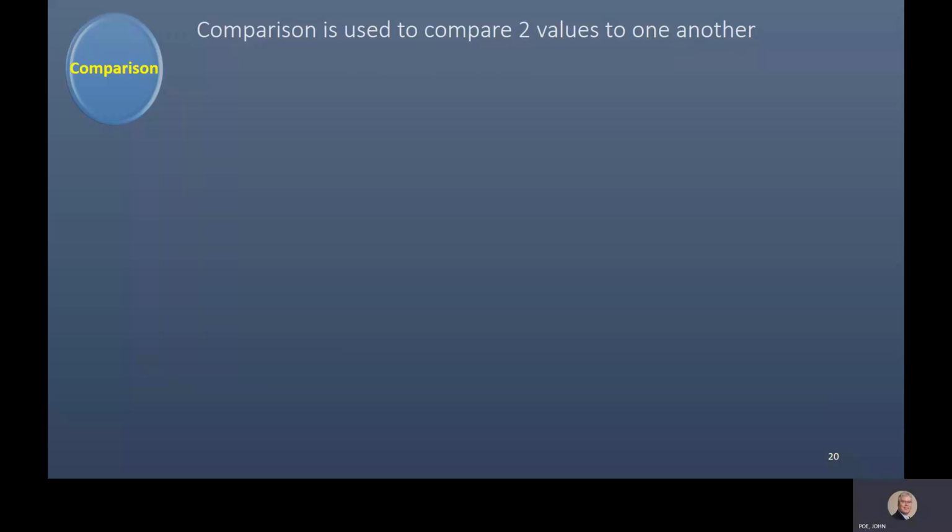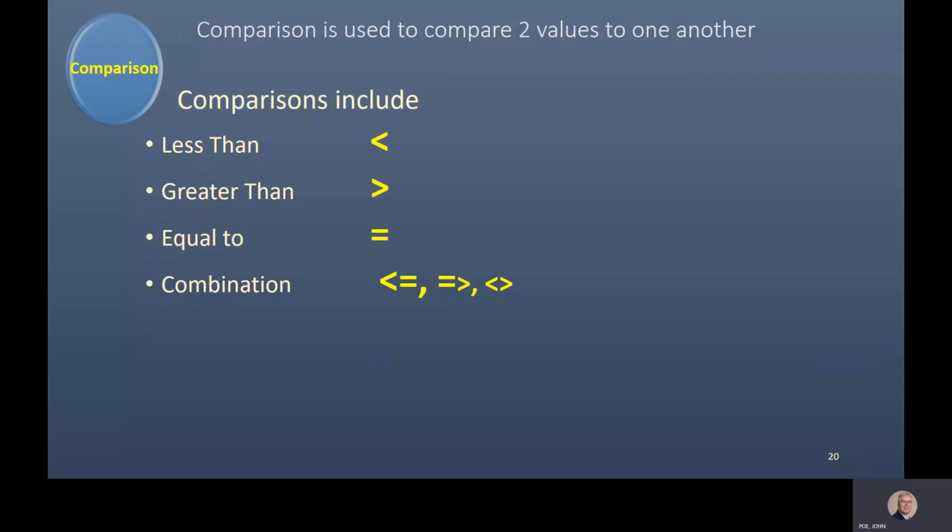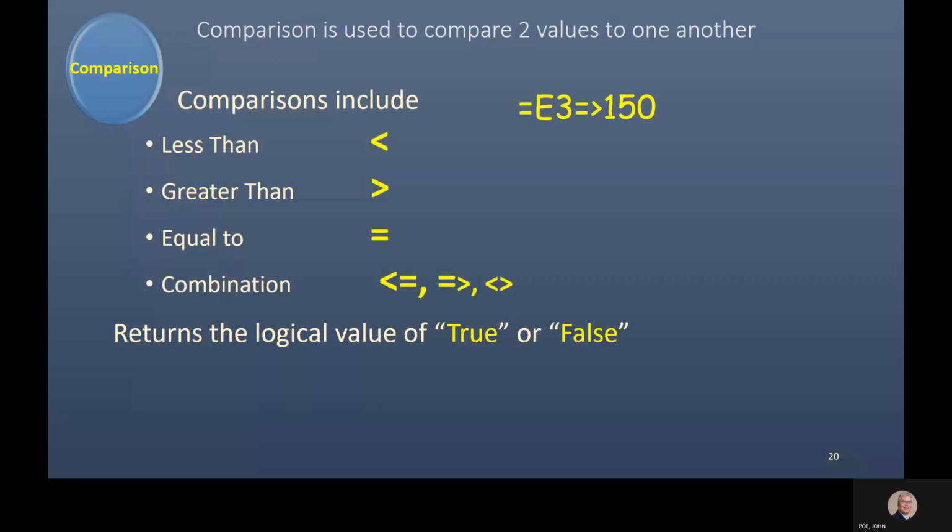Comparisons are used to compare two different values to one another. The comparison indicators include less than, greater than, equal, or combinations of the two. If I just simply use the symbol here, if you look at the equation above, E3 is equal to or greater than 150, that's really only going to give us a true or false. It's either greater than or equal to 150, or it's not. It's less than.